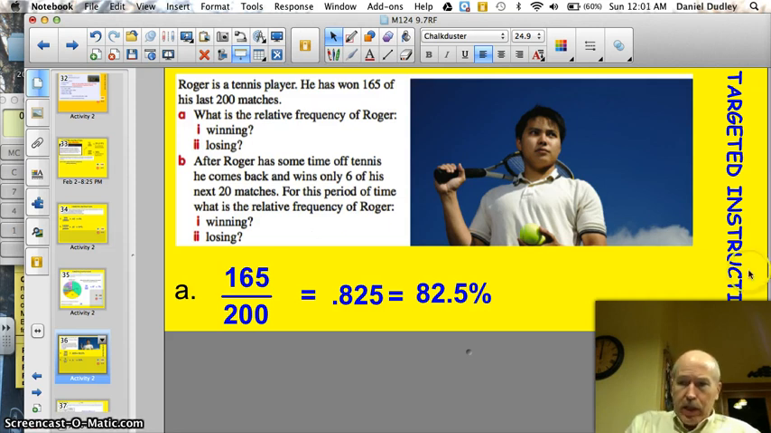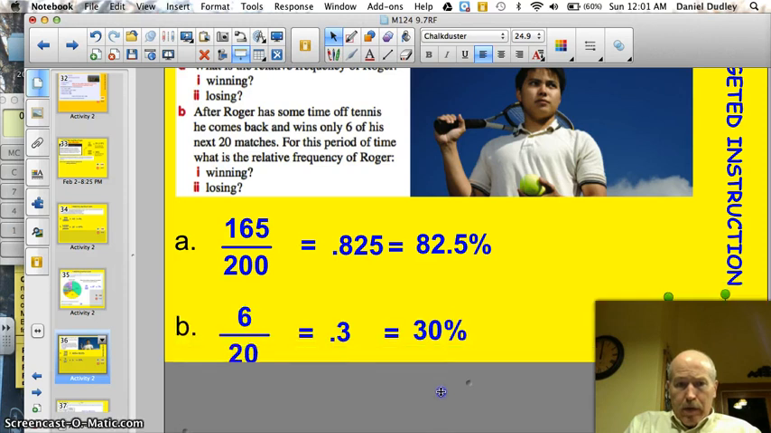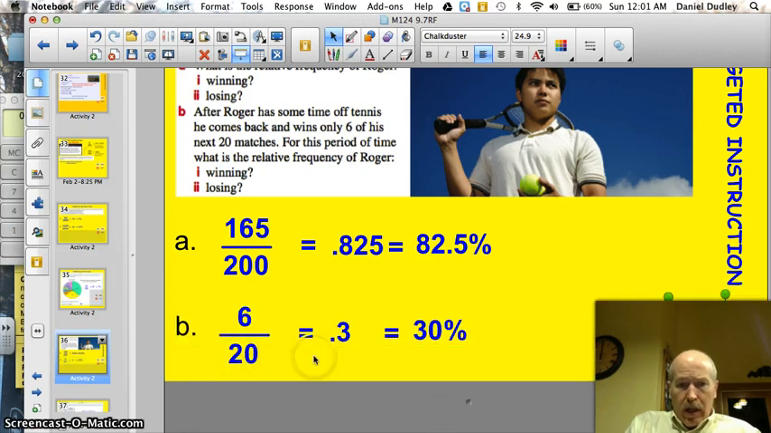All right, let's take a look and see how you did. Well, it was 6 wins out of 20. If I pop that into the calculator, I'm only going to get 0.3. Move that 2 spots, 1, 2. I have to add my placeholder. I got 30%. He went from 82% to 30%.